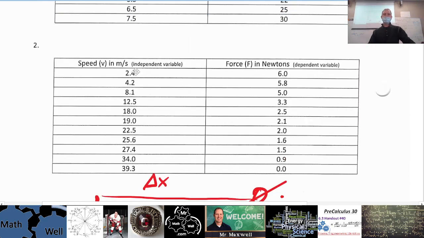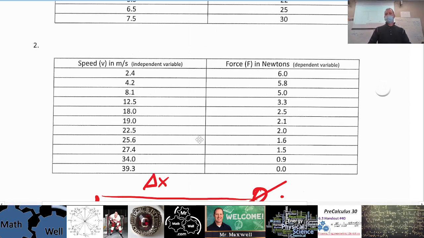So speed, here it's indicated this is the independent variable, and force is the dependent variable. So we adjust the speed of an object, and then we calculate how much force that object has with this amount of speed, okay? So again, smaller speed has a greater force. I'm not sure what this is actually measuring, but we've got speed and we've got force. So independent, that's going to be the x-axis here. This is going to be the y-axis.